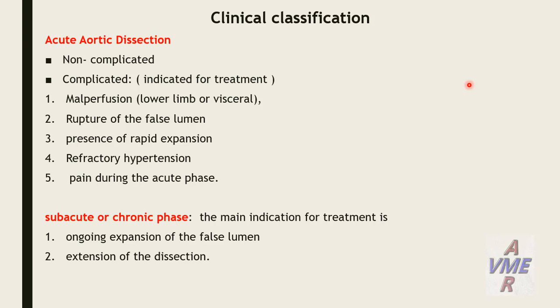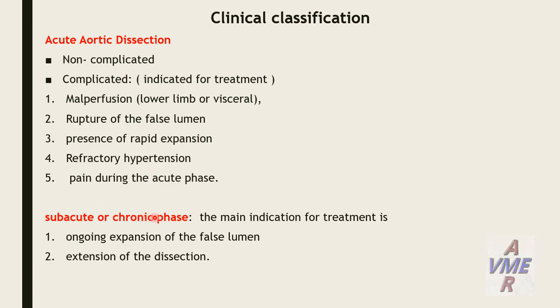The clinical classification for type B aortic dissection: acute aortic dissection, non-complicated or complicated, indicated for treatment. Malperfusion of the lower limb like acute ischemia, visceral mesenteric ischemia, rupture of the false lumen, presence of rapid expansion, refractory hypertension, and pain during the acute phase. All are complications which are indications for treatment.